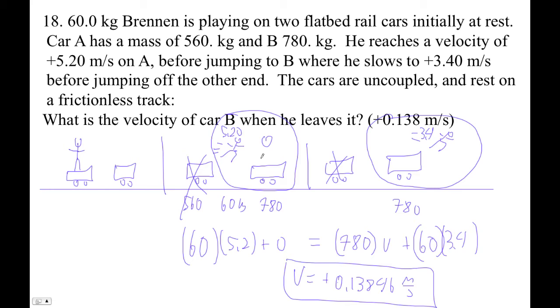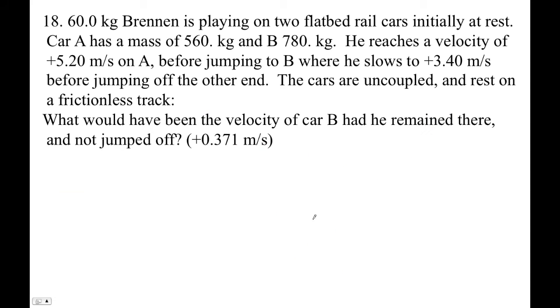Now, why is it that? Well, it's that because he slows down on the car. He's got more momentum here. He's got less momentum there. So the car is carrying some of his momentum. Right? The momentum of this system has to be conserved.